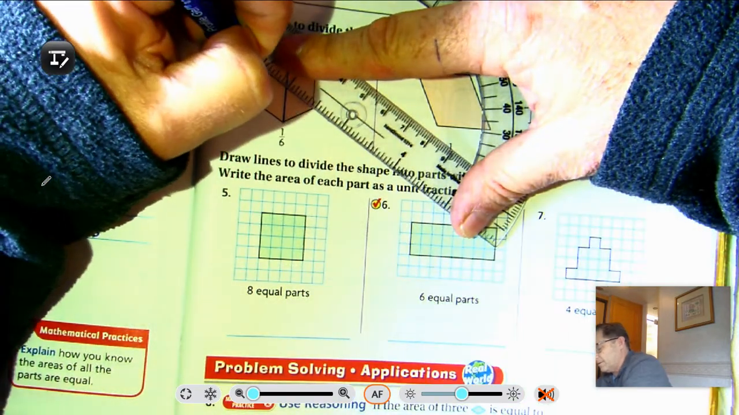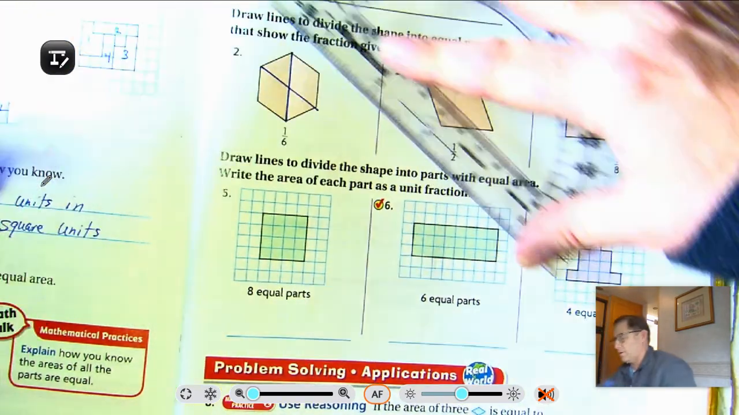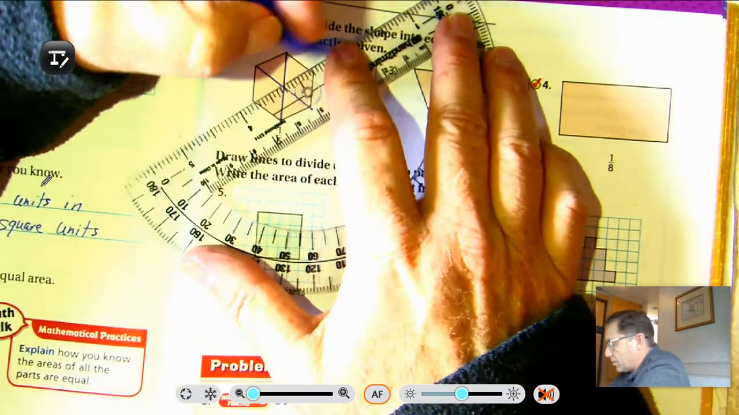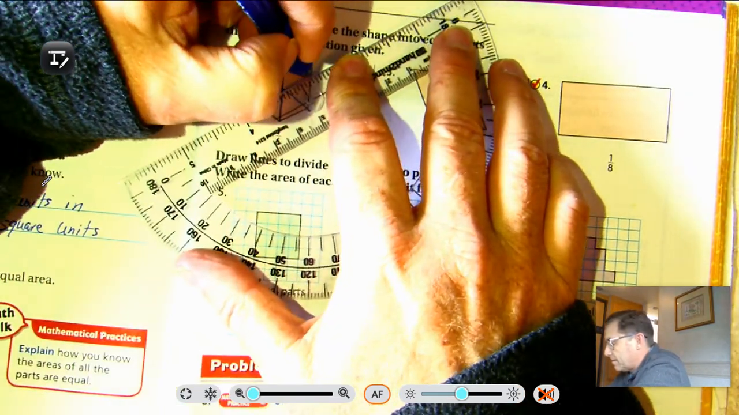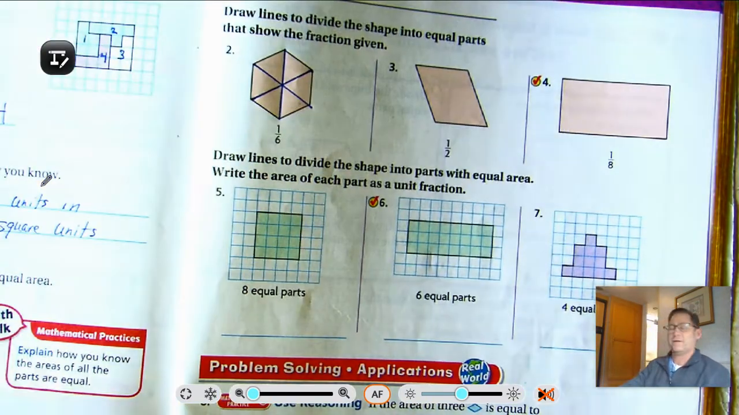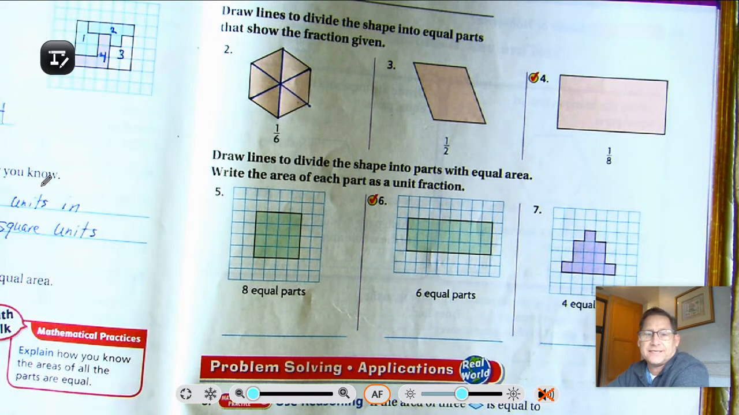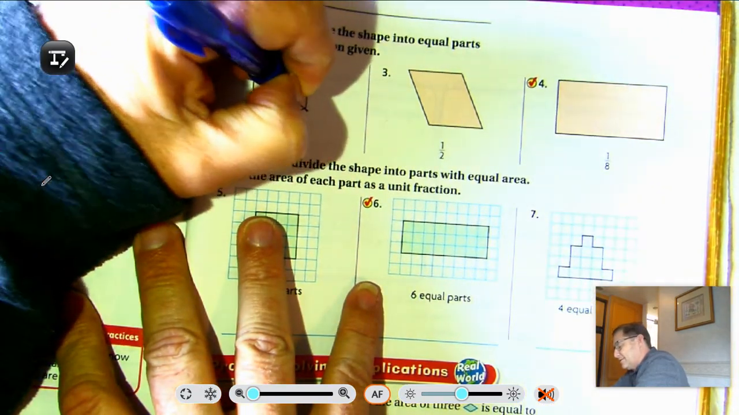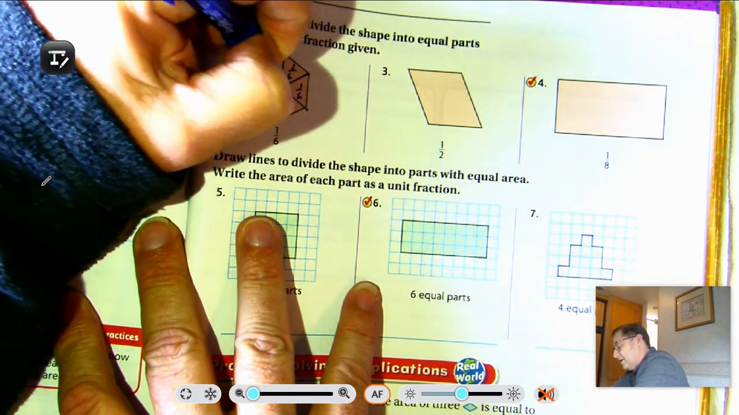Now go the other corners. Take this corner to that corner, and then this corner to that opposite corner. Okay? And so we have 6 triangles. What is the fraction? 1/6. Okay? Each of these triangles is 1/6 of the whole hexagon.